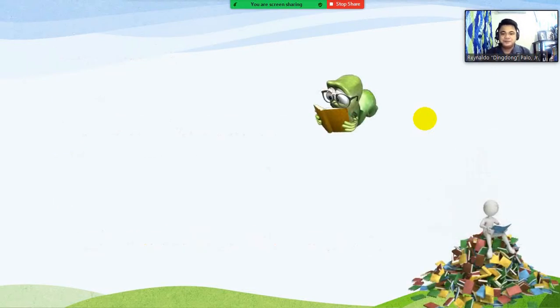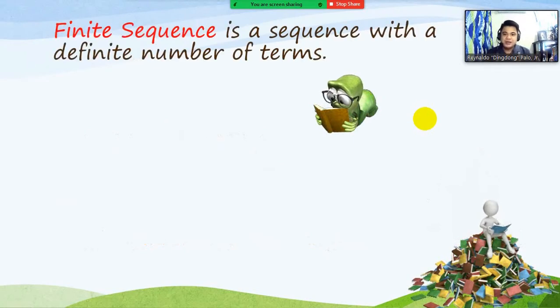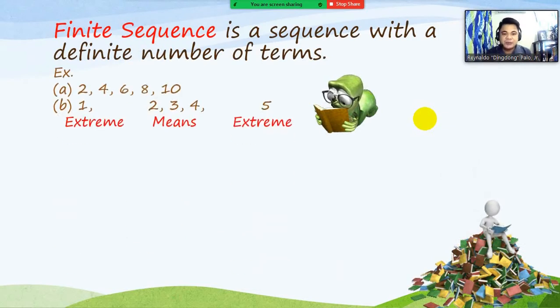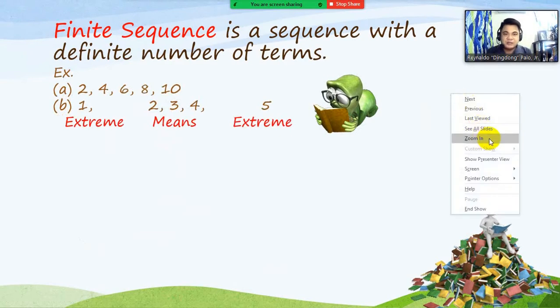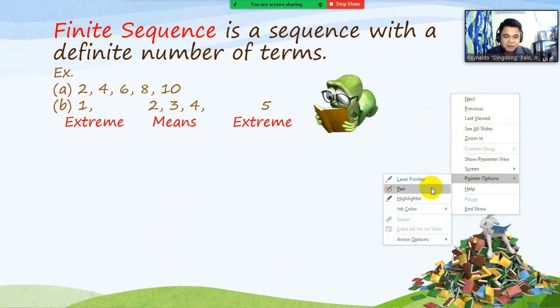Now, when we say terms as well, that is the makeup of the sequence. We have two types of sequence. The first type is finite sequence. When we say finite sequence, it is a sequence with a definite number of terms. So it means the terms or the elements are countable. You can count them by just simply looking at them. So that's what we mean by finite sequence.